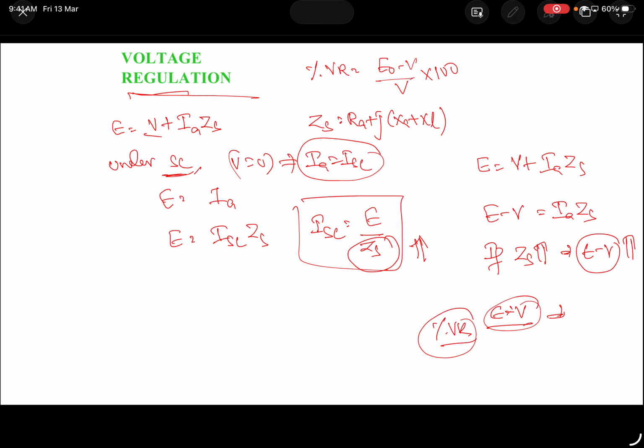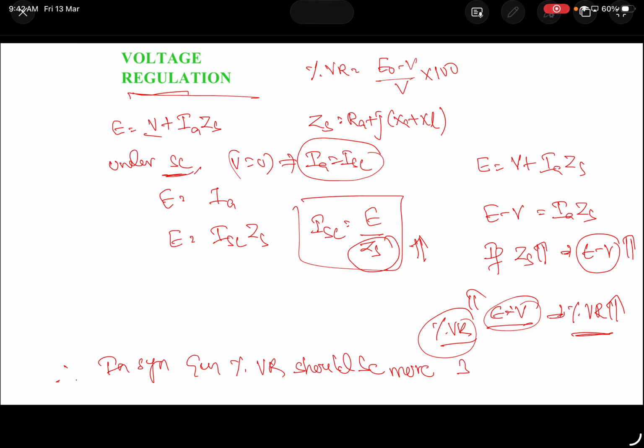If E minus V has to increase, which term has to increase here? Percentage voltage regulation has to be more. So I am concluding that in a synchronous generator, percentage voltage regulation should be more, at least 35 to 40 or 50 percent, because to limit the short circuit current, percentage voltage regulation has to be more. I hope it's clear.